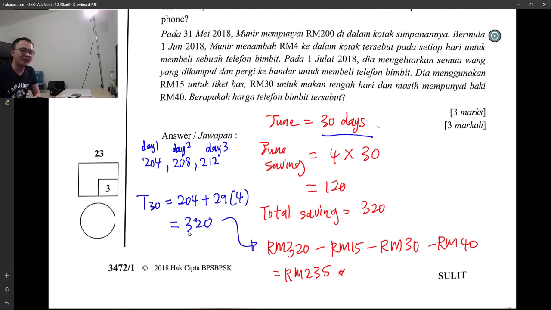So do we find T31? First day of June is not counted. Let's read the question one more time. Actually, what's wrong with my computer? Because it keeps lagging here.